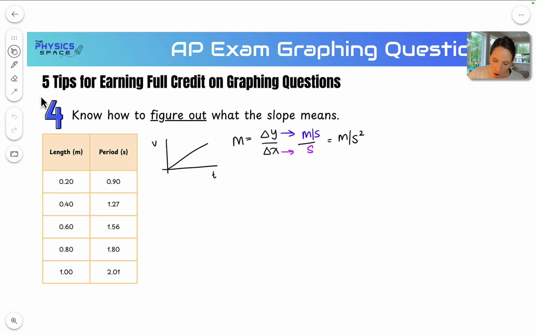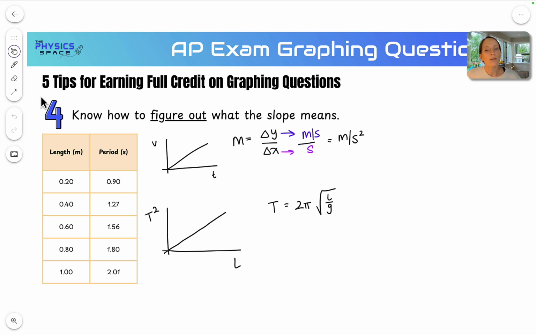Our other method here is to use equations that we know, okay? So if we have this linearized graph, t squared versus L, I might look for an equation that contains those 2 quantities. And we have this equation that we know for the period of a pendulum, where the period is equal to 2 pi times the square root of L over g.